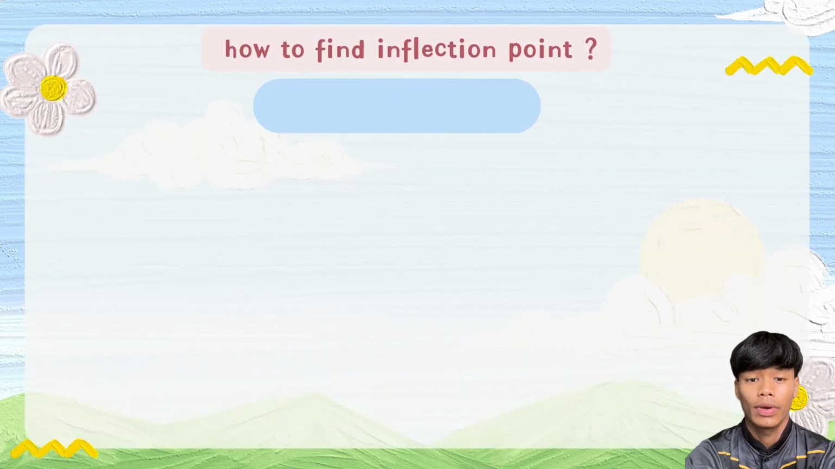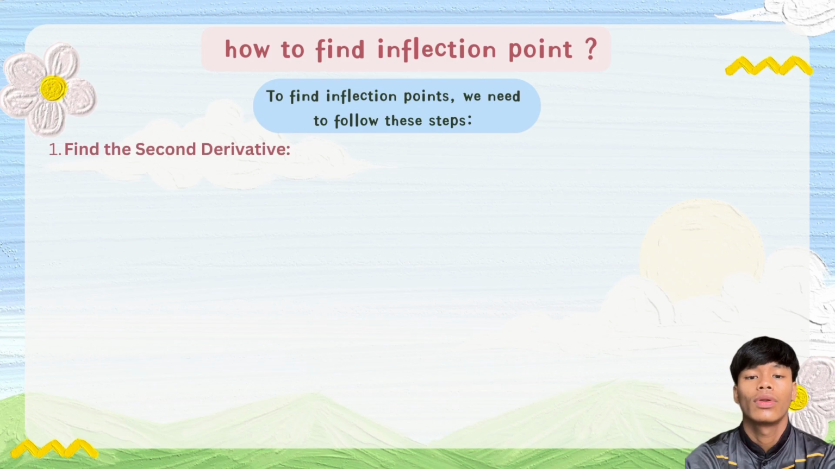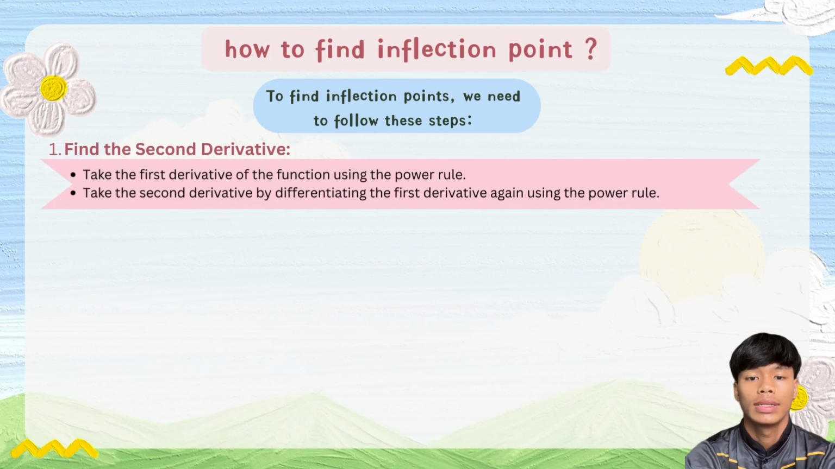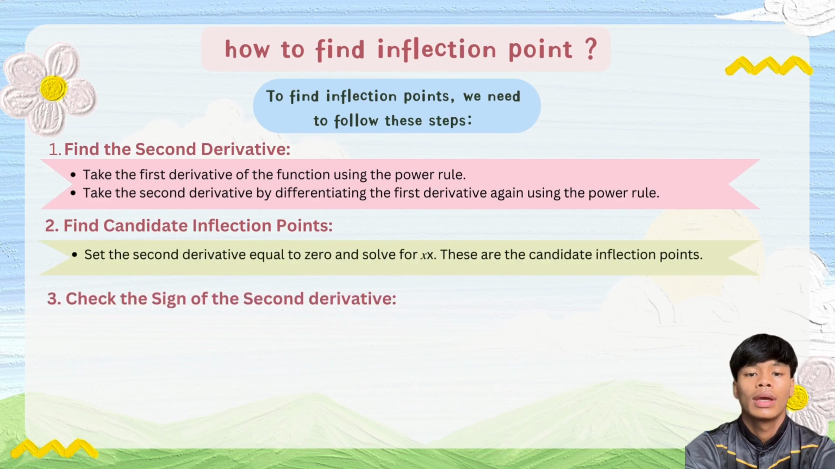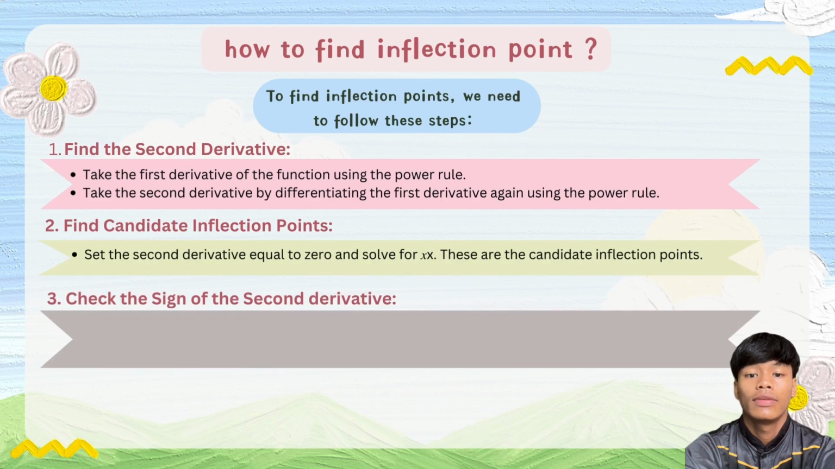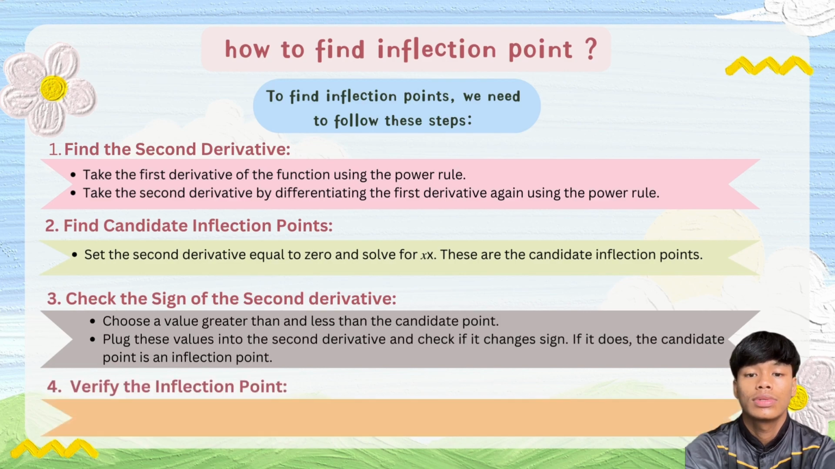How to find an inflection point? To find inflection points, we need to follow these steps. First, find the second derivative. Take the first derivative of the function using the power rule. Take the second derivative by differentiating the first derivative again using the power rule.